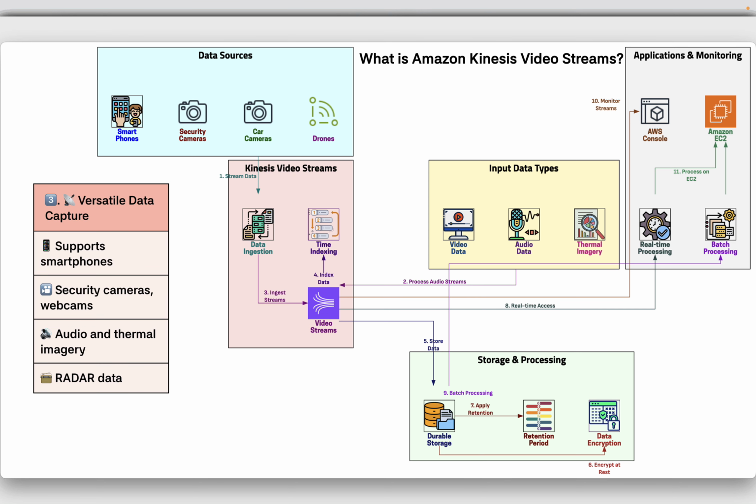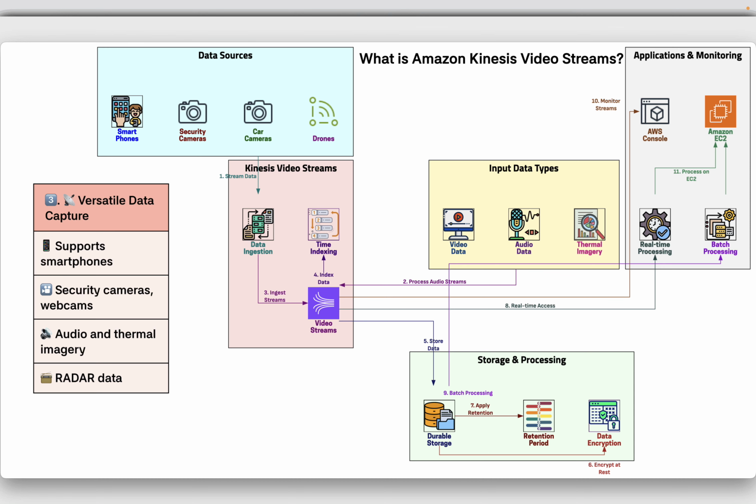Kinesis Video Streams captures massive amounts of live video data from millions of sources, including smartphones, security cameras, webcams, and others. It can also handle non-video, time-serialized data like audio, thermal imagery, and radar data.